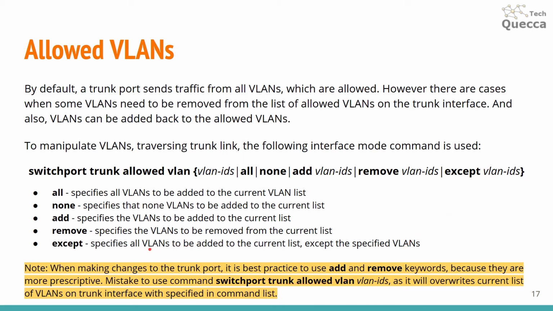When making changes to the trunk port, it is best practice to use the add and remove keywords, because these keywords are more prescriptive. It is a mistake to use the command switchport trunk allowed vlan with VLAN IDs alone, as it will override the current list of VLANs on the trunk interface with the VLANs specified in this command. So basically, if we use this command, it will override all previously configured VLANs on this trunk interface with the VLANs specified in this command.